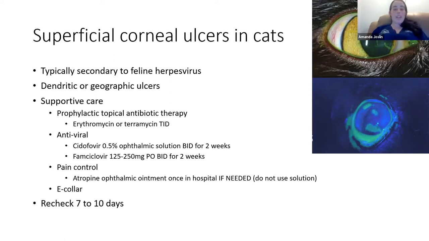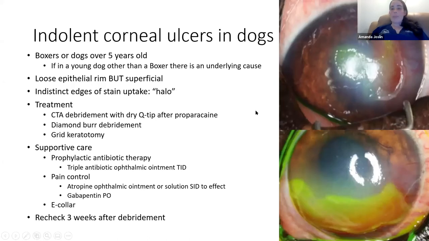Atropine ophthalmic ointment is fine to use in hospital. We typically don't recommend using atropine solution in cats. It doesn't actually have any issues systemically for them, but it drains so quickly through the tear duct that they hypersalivate horribly, and it's really uncomfortable to see. I try to also get my cats in e-collars too. It doesn't necessarily happen, but we try.